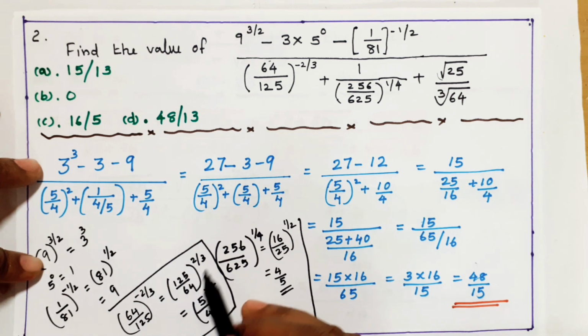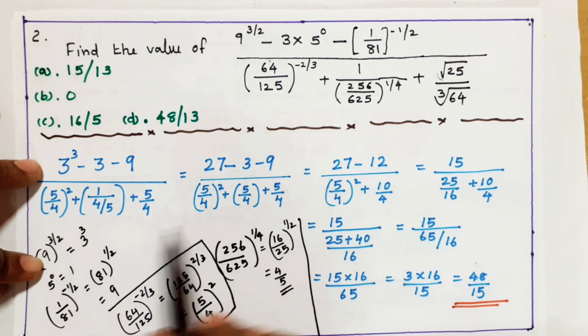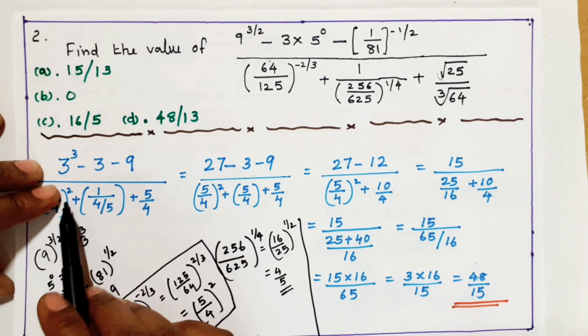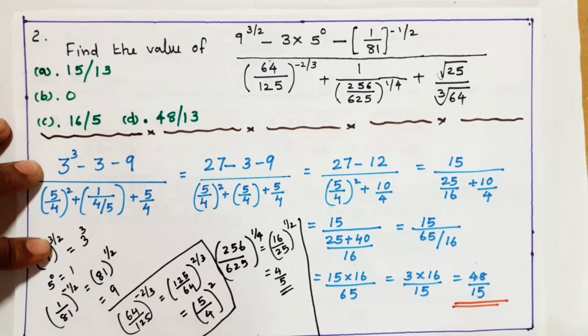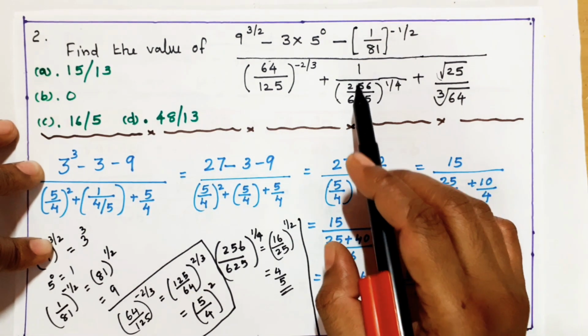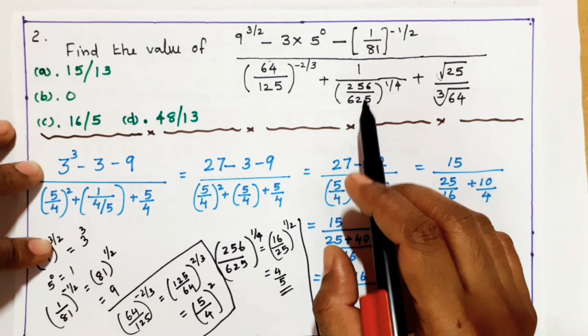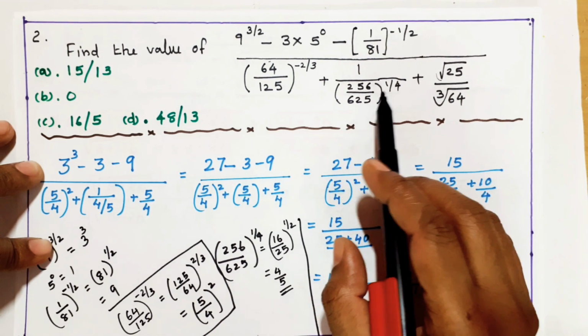First I take the cube root. Cube root of 125 is 5, cube root of 64 is 4. So it will come as 5 by 4 the whole square. This term I simplified as 5 by 4 the whole square. Next is the second term, 1 by 256 by 625 raised to 1 by 4.